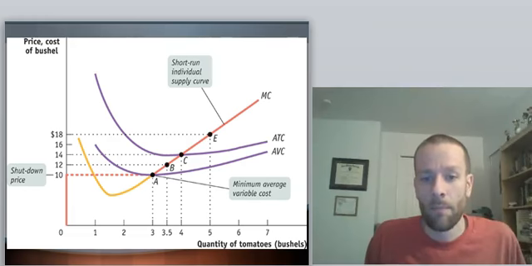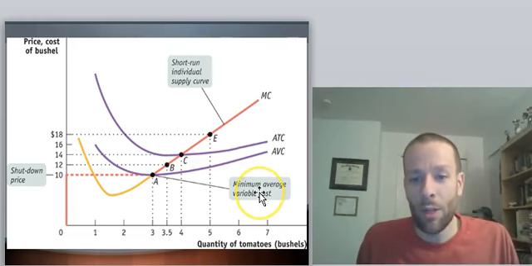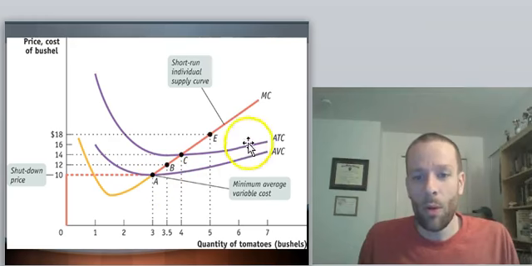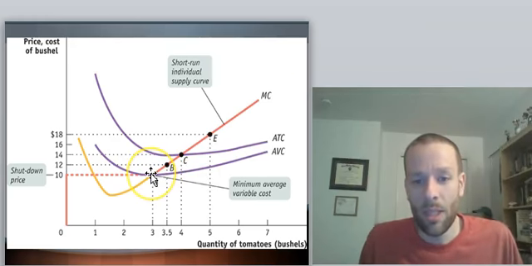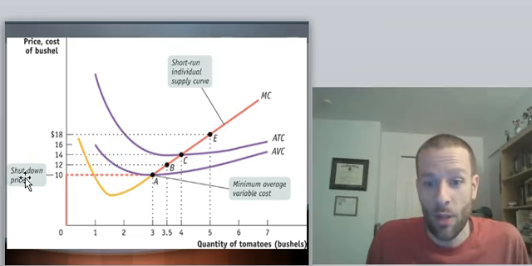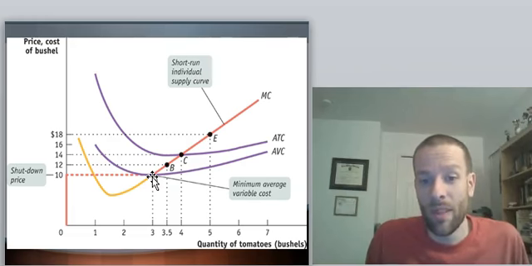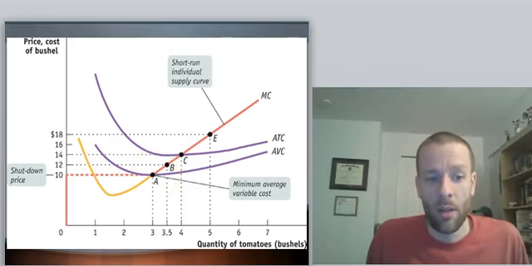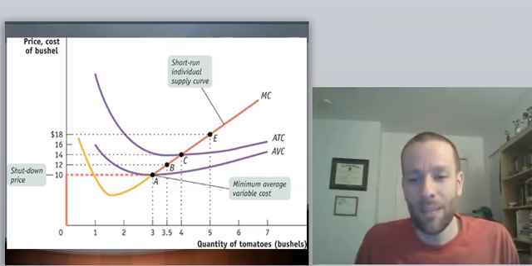So take a look here at our minimum average variable cost. Find the point where our marginal cost meets our minimum average variable cost, and you'll get what's known as the shutdown price. Here in this example, our shutdown price is $10. So if the price were $10, we would probably say shut it down, we're not making a profit.